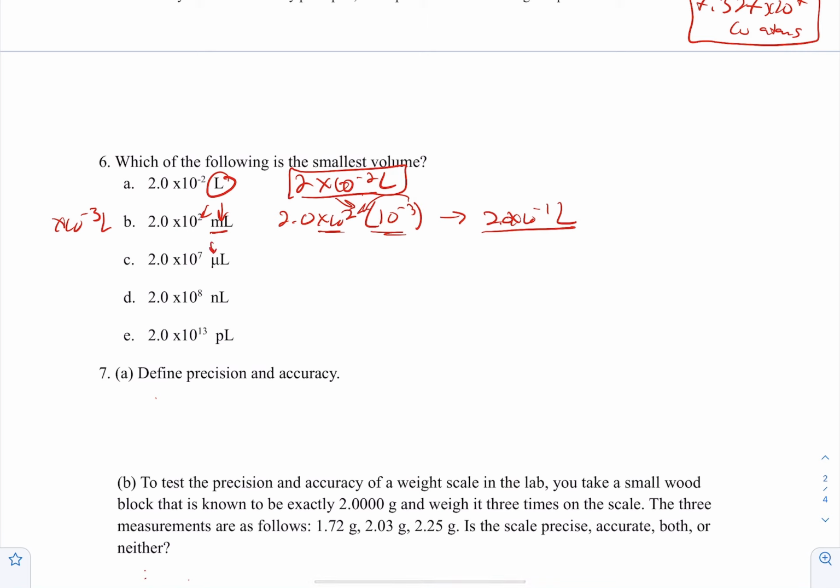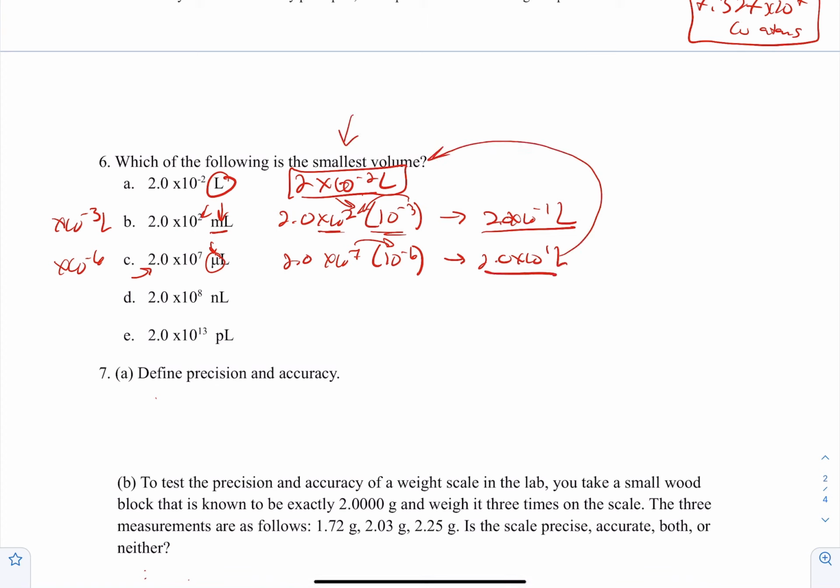Okay, we'll do the same thing here. Here's micro. This is a symbol we call mu. So mu L, that's just microliter, is times 10 to the negative 6th. So I'm just going to multiply that by here. So 2.0 times 10 to the 7th times 10 to the negative 6th. Add these exponents together. I get 2.0 times 10 to the positive 1. Now that's bigger. That's still bigger, right? We're looking for the smallest volume. So this is still bigger than that. So we're going to keep going. So it's definitely not C or B. It could be A. We'll see.